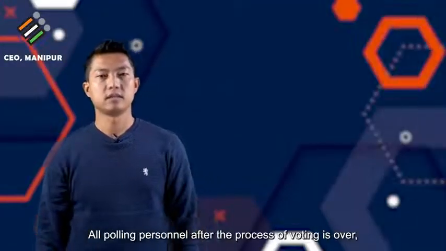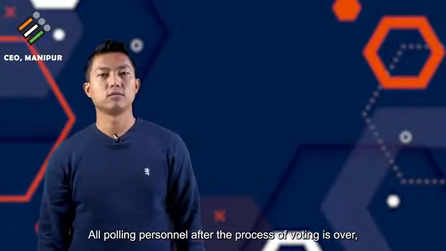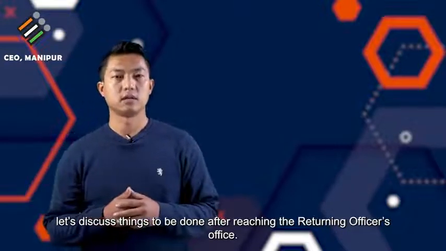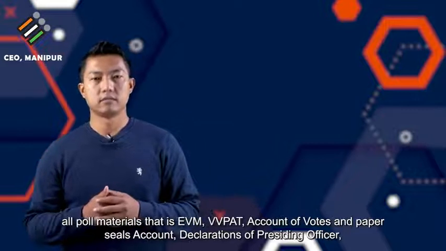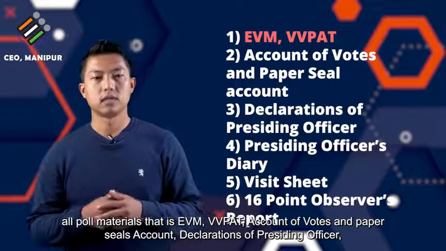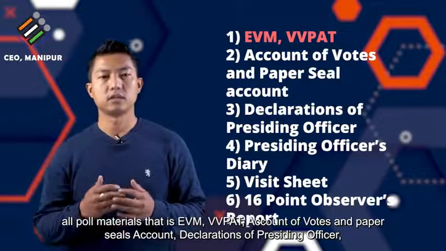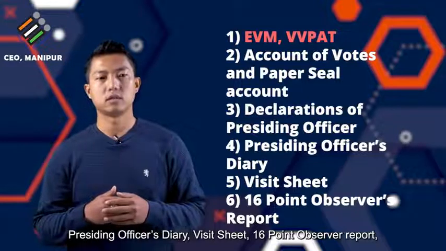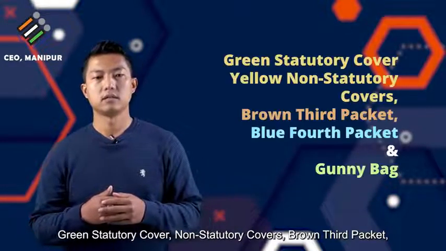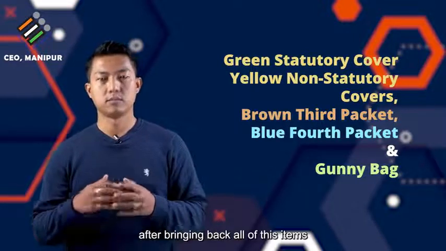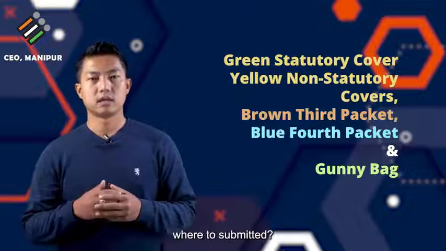All polling personnel, after the process of voting is over, let's discuss things to be done after reaching the returning officer's office. All poll materials, that is EVM, VVPAT, account of votes and paper seals account, declarations of presiding officer, presiding officer's diary, visit sheet, 16-point observer report, green statutory cover, non-statutory cover, brown third packet, fourth blue packet and gunny bag. After bringing all of these items, where to submit them?